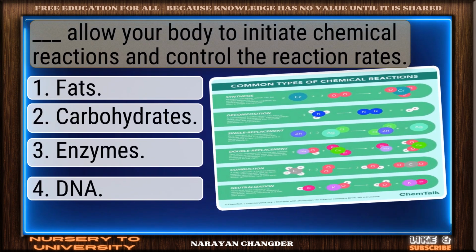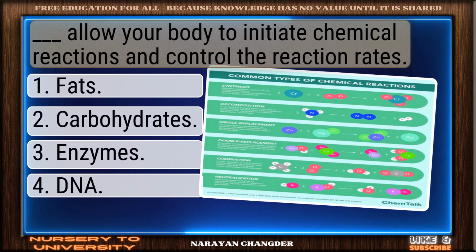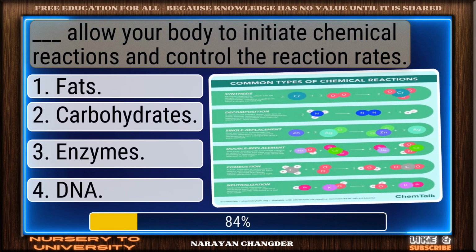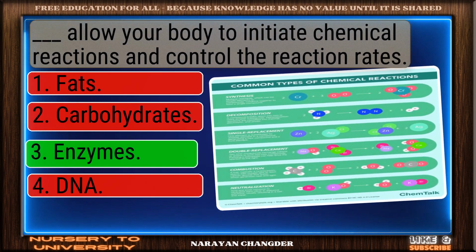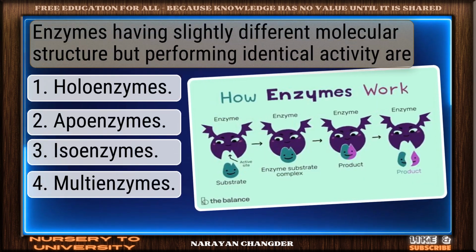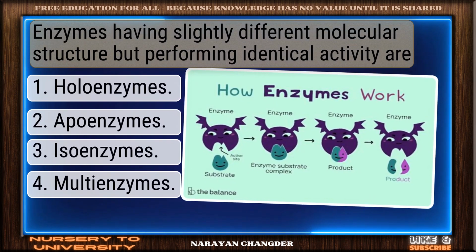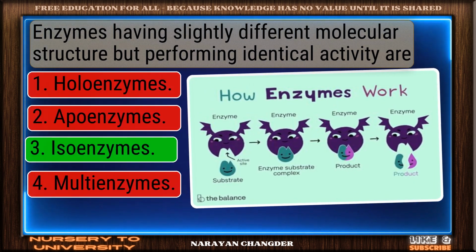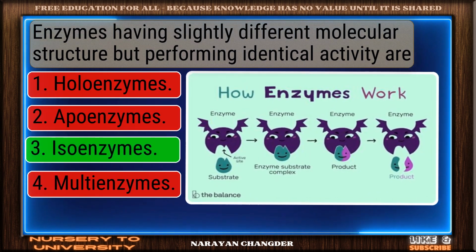Dash allow your body to initiate chemical reactions and control the reaction rates. Perfect. Enzymes is the one. Enzymes having slightly different molecular structure but performing identical activity are. Well picked. Enzymes is correct.